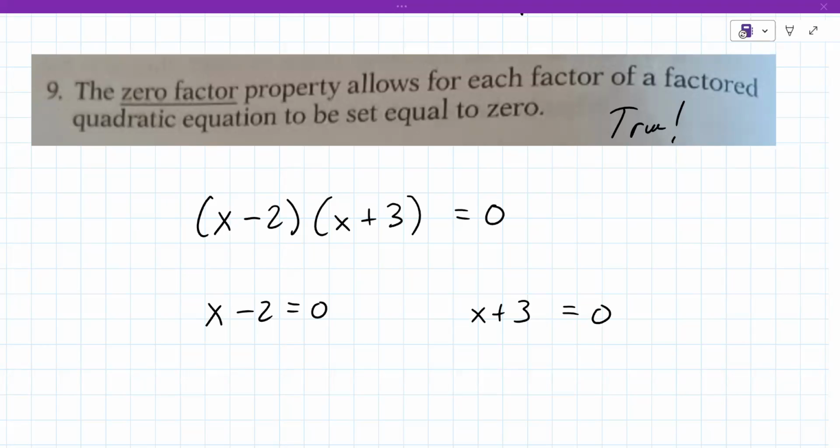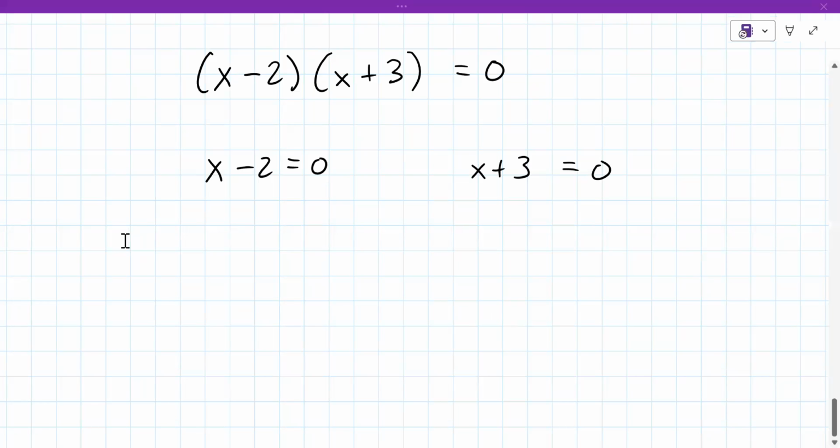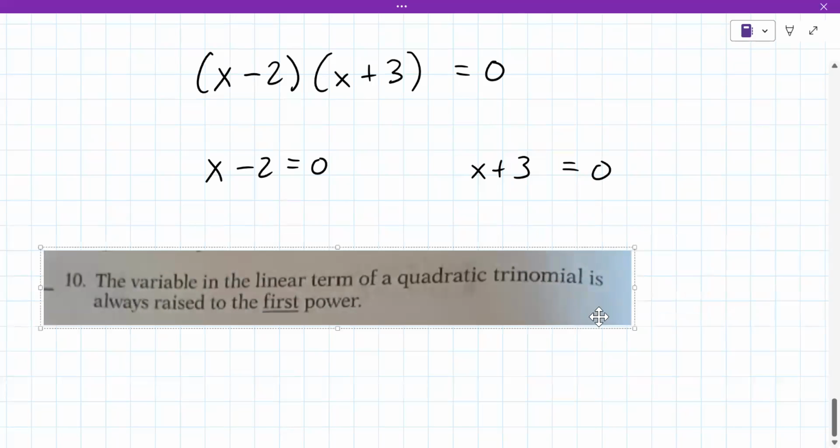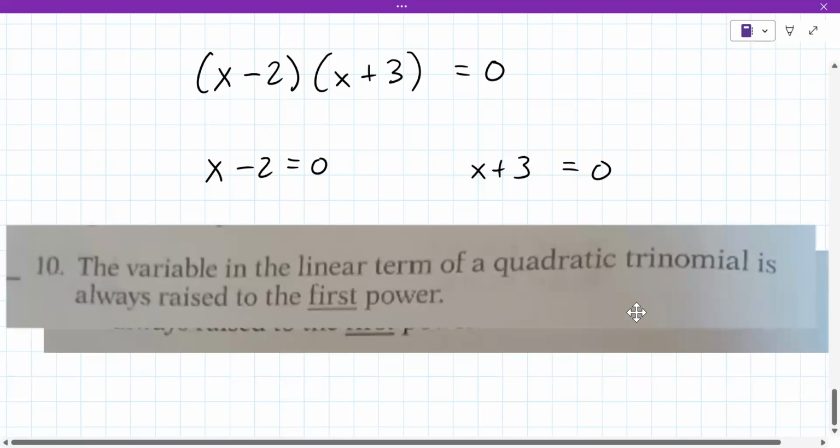All right, so let's look at the next one here. Could you read that one out loud for us, please? Oh, you have it? Go ahead and read it. I'll snip it in here in a moment. The variable in the linear term, the linear term of a quadratic trinomial is always raised to the first power.